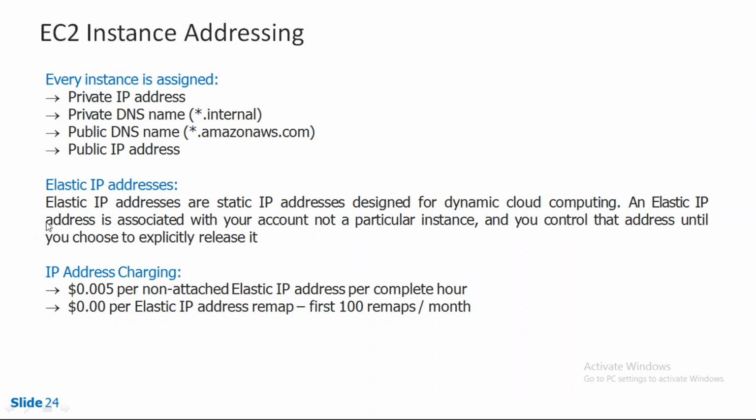Then the elastic IP address. What is this elastic IP address? We have private and public IP addresses. Apart from this, an elastic IP address is used because every single time you stop and start your instance, your public IP address changes. So it would be a little difficult to provide the public IP address to people every single time you stop and start, so that they can connect to it.